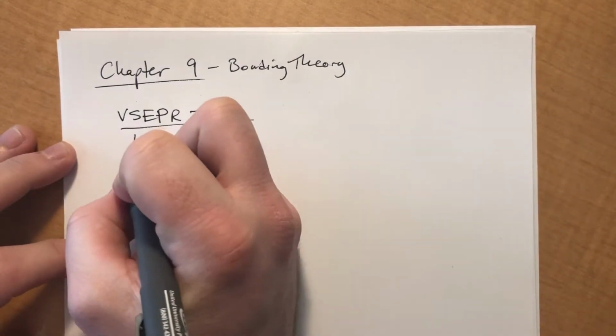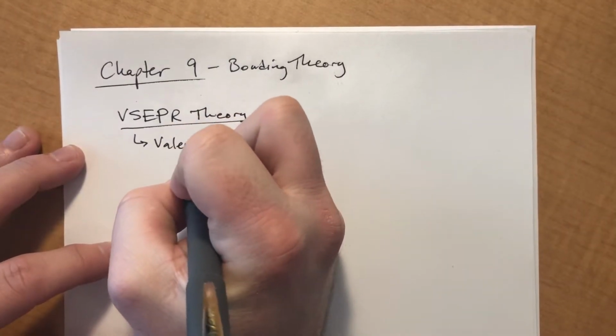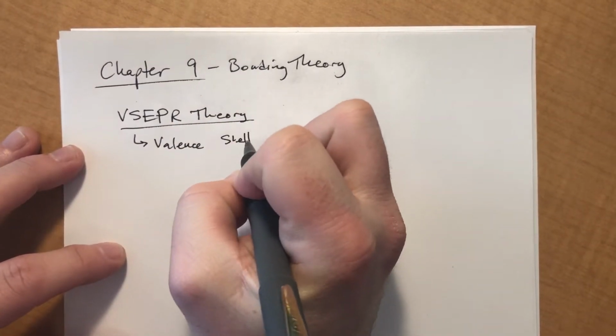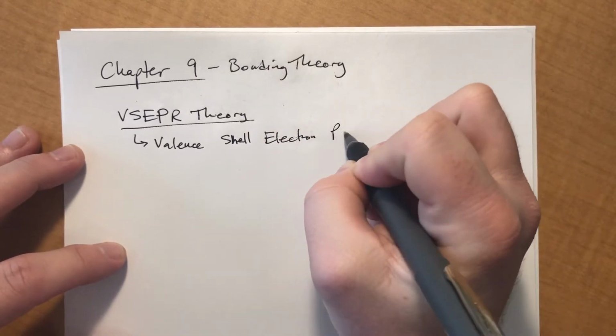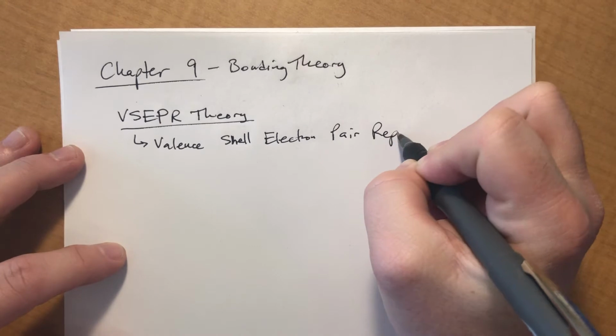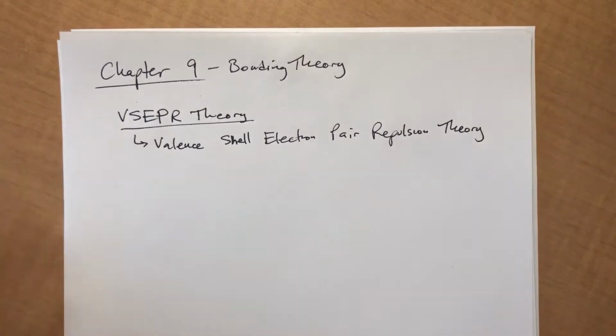This is an abbreviation for something that stands for valence shell electron pair repulsion theory, which is why we abbreviate it. Okay, so the idea is actually not that complicated.